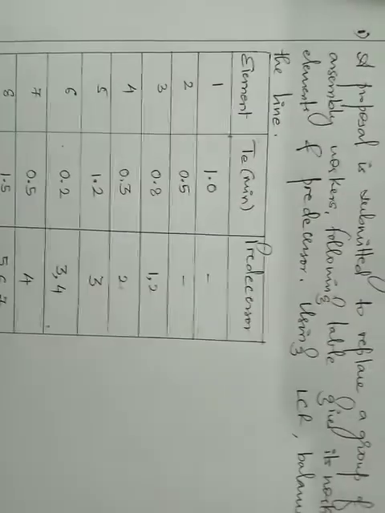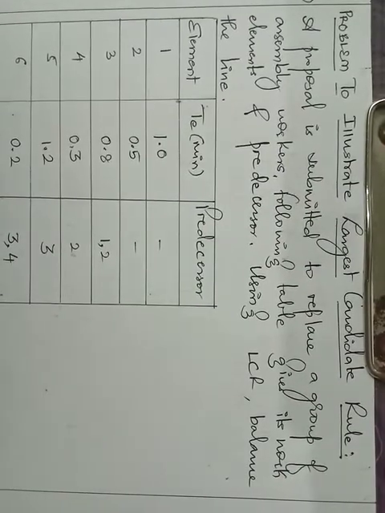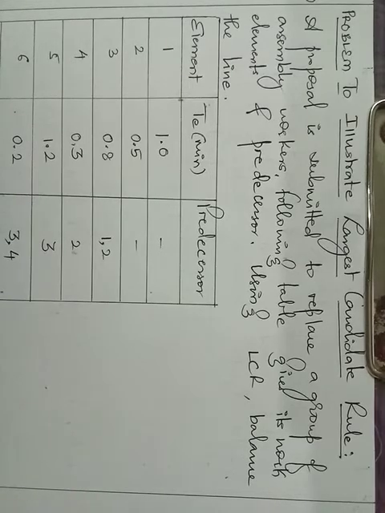Okay, so I have noted down a problem for you, a problem to illustrate the largest candidate rule. A proposal is submitted to replace a group of workers. The following table gives its work elements and predecessors. Using LCR, which is the largest candidate rule, balance the line.